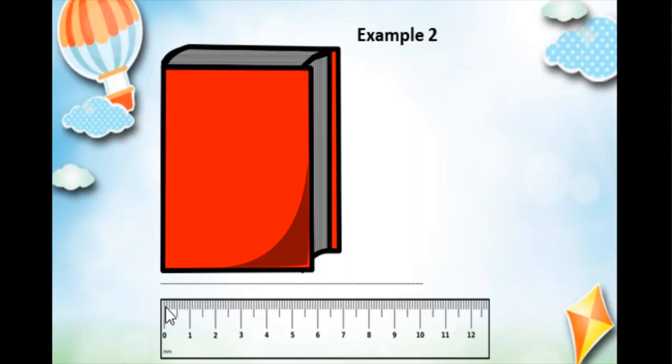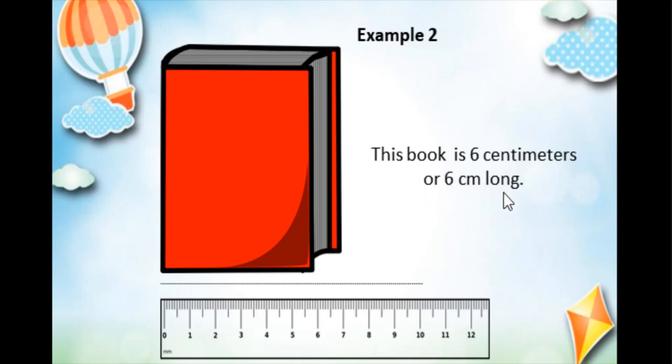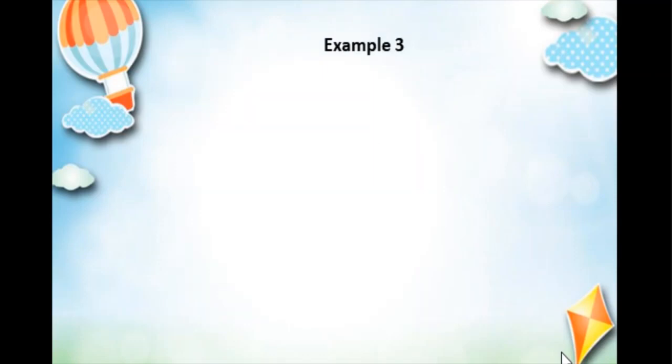Ready? Go. 0, 1, 2, 3, 4, 5, 6. The measurement is, this book is 6 centimeters or 6 cm long. This book is 6 centimeters or 6 cm long. You have to start at the starting point and end where it must end. Okay, let's have example number 3.